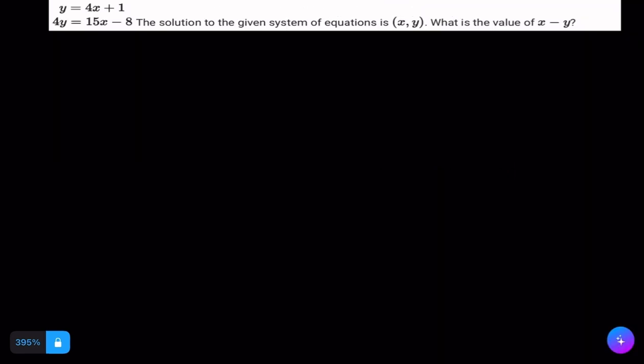This will be the last question for today. So I'm given y equals 4x plus 1 and 4y equals 15x minus 8. The solution to the given system of equations is x and y. What is the value of x minus y? This is the same thing as we did for the first question. All I want to do now is figure out my x and y, plug it in, and make sure it corresponds in Desmos.